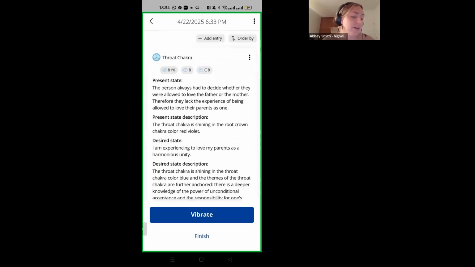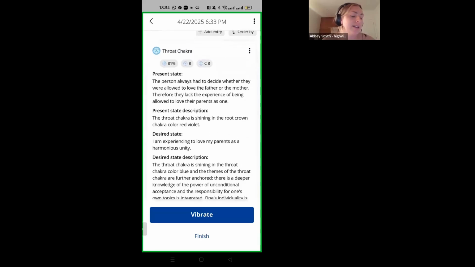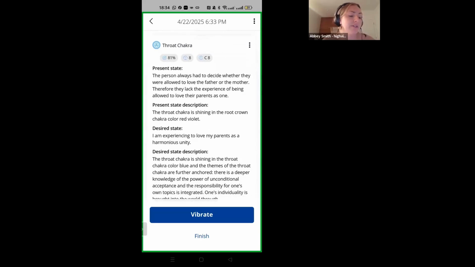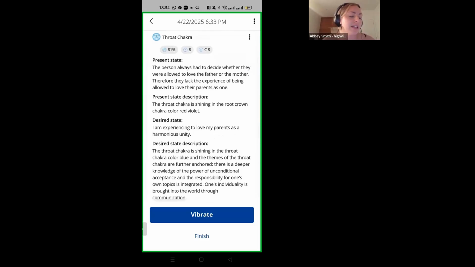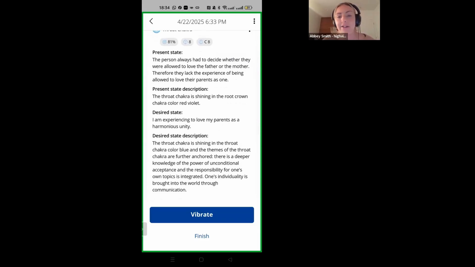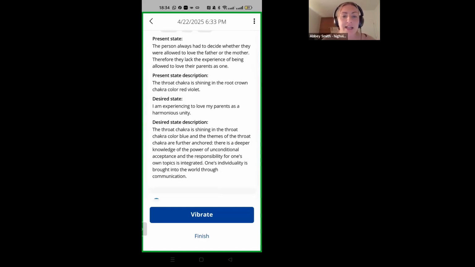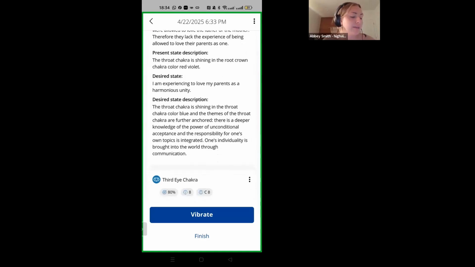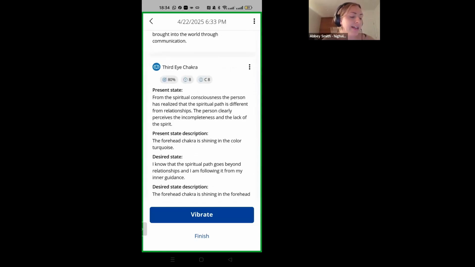And the throat chakra is coming up with: the person always had to decide whether they were allowed to love the father or the mother. Therefore, they lack the experience of being allowed to love their parents as one. Desired state is: I'm experiencing loving my parents as a harmonious unity. Great. Third eye is next.